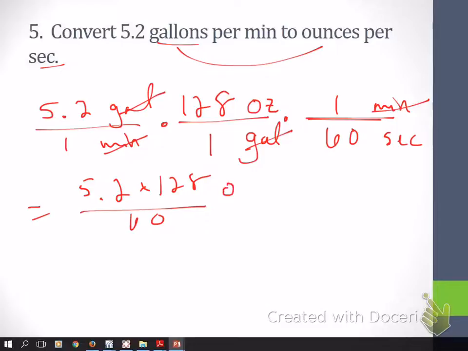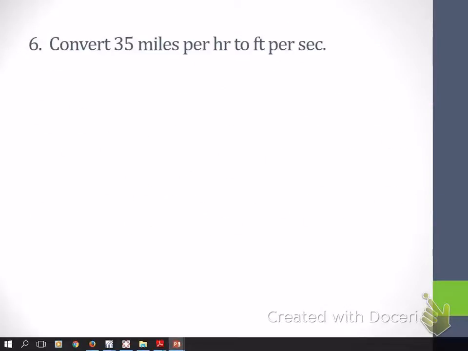My units that are left are ounces in the numerator, seconds in the denominator, and so when I multiply this stuff out, I get 11.09 ounces per second. That's what we wanted to change to. Okay? All right, great. Try converting 35 miles per hour to feet per second.